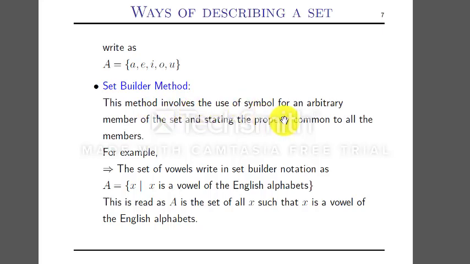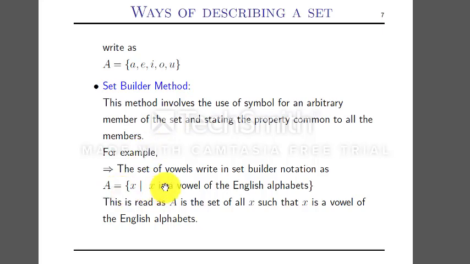This method involves the use of a symbol for an arbitrary member of the set and stating the property common to all the members. In the set builder method, we involve small x. That small x indicates all the elements of the set satisfying the same property.